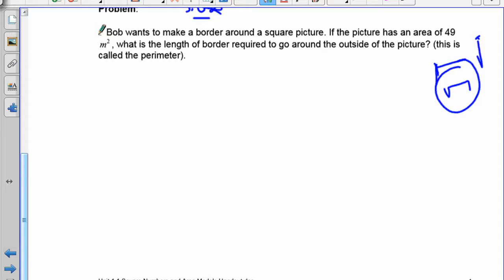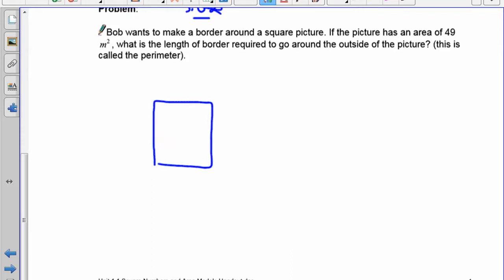Bob wants to make a border around a square picture. So he's taken a photograph, and he has a square photograph. And what he wants to do is hang it on the wall, and he needs to put a border around the outside. We want to know what is the length of the border he needs to go around the outside of this picture. Okay? So if the picture has an area of 49, this is where it becomes very helpful if you just draw a little bit of a picture here. There's 49, and our units are meters squared. So this is kind of, I guess it's not a picture. It's huge, 49 meters. It'd be quite a big thing. I guess you drew it on the ground.